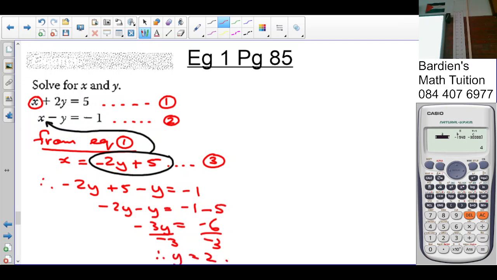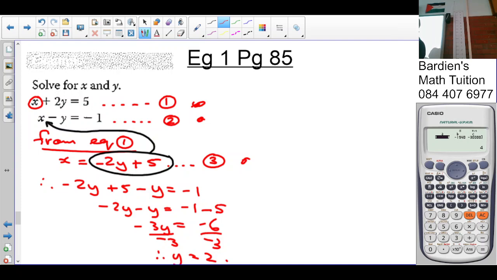Have I answered the question? They asked you to calculate x and y. Not so. We still need to solve for x. So I can substitute y is equal to 2 into equation 1 or equation 2 or equation 3. Why? Because they all have x. But which one do you think I'm going to substitute it in?